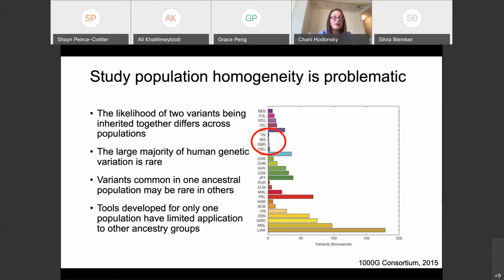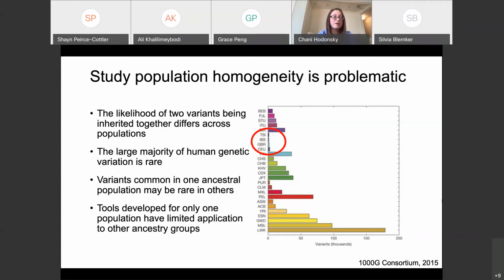This is important because tools that were used to measure genetic variation for the first decade of genomic research were developed based on European ancestral variants, which means that other population-specific variants were difficult or impossible to detect. The x-axis on this figure on the right shows the number of variants, in thousands, that are common in the population represented by that specific bar, but rare in all other populations. So each bar represents one ancestry group with participants in the 1,000 Genomes Consortium. For example, the bottom bar represents the Luya from Webuye, Kenya.